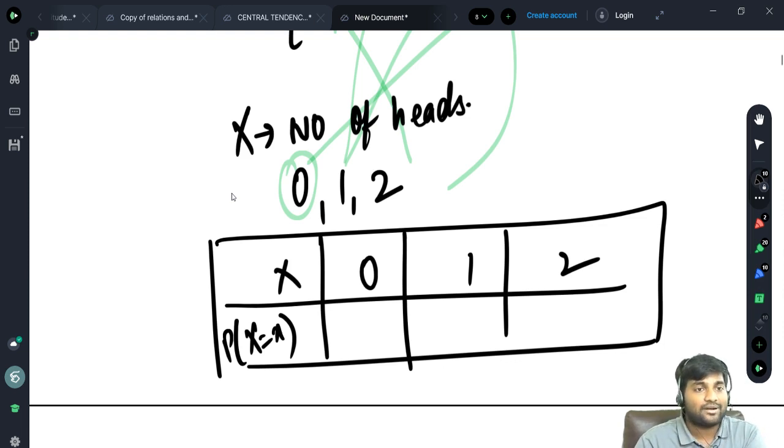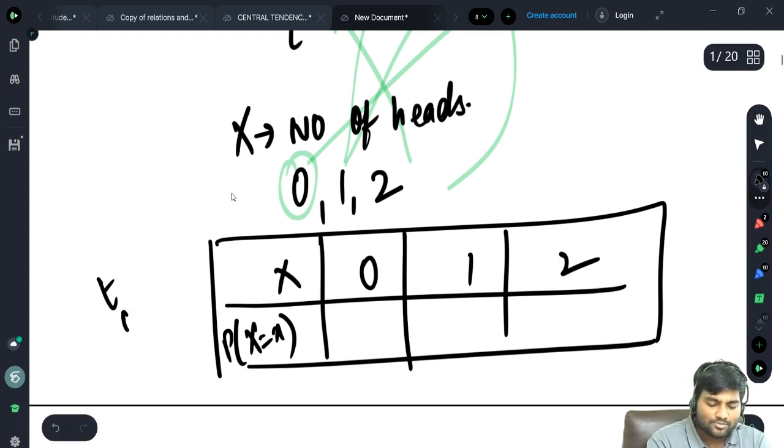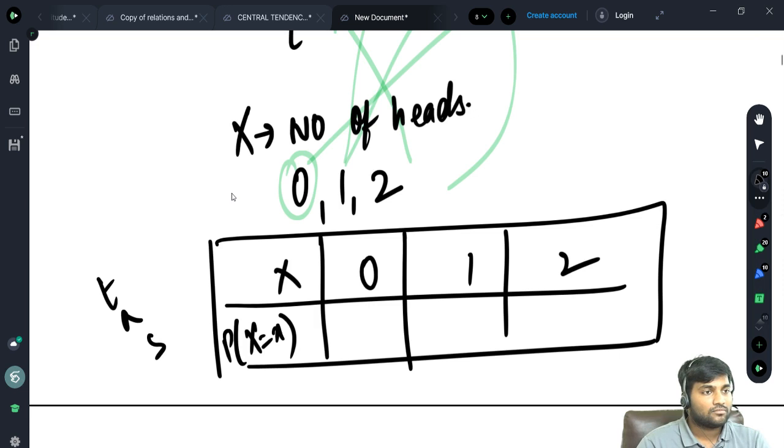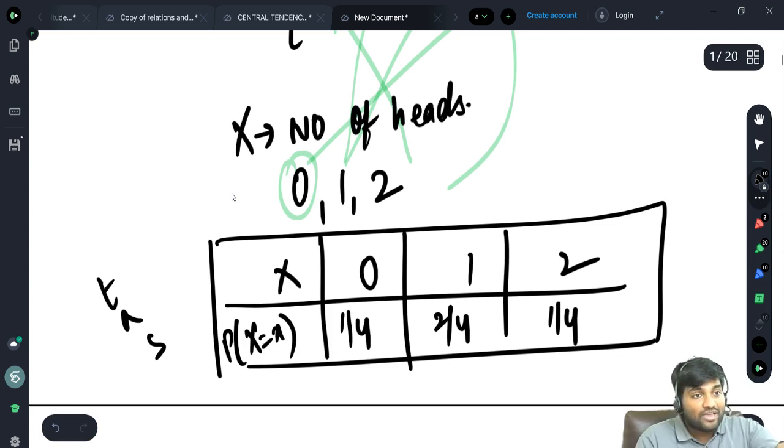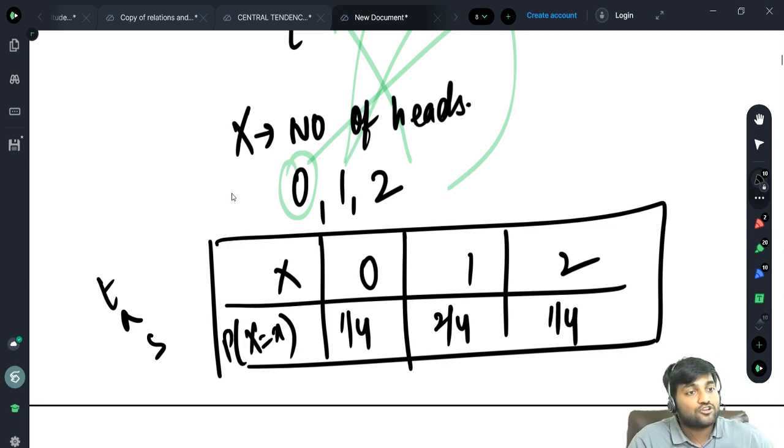Dummy variable is nothing, but basically it is a general term for 0, 1 and 2. It can also be small t, small a, anything. Small s. Don't confuse. Capital X hai to small x hi hoga? Nahi, aisa koi baat nahi hai. Theek hai? So 0 hone se 1 by 4, yes. 1 hone se, and 2. So now we have obtained a distribution of probability.